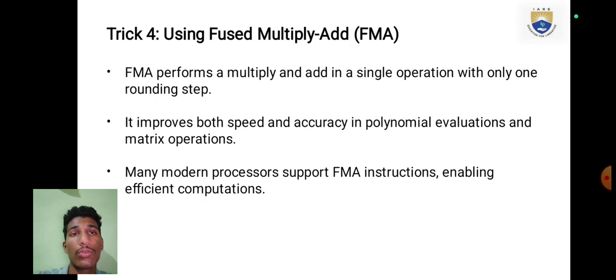Trick 4. Using fused multiply-add, FMA. FMA performs a multiply and add in a single operation with only one rounding step. It improves both speed and accuracy in polynomial evaluation and matrix operations. Many modern processors support FMA instructions, enabling faster and more accurate computations.